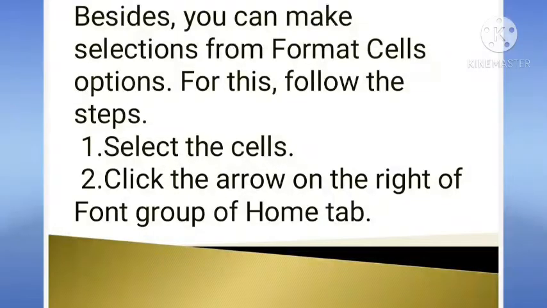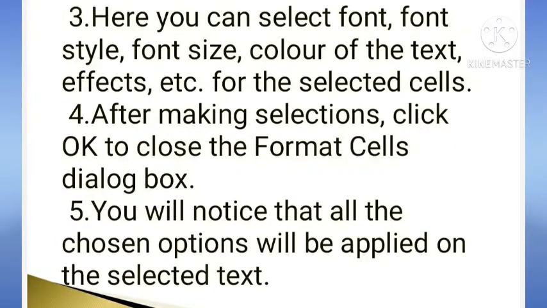You can also make a selection from the Format Cells option, for which you have to follow these steps. First, select the cells. Second, click the arrow on the right of the font group of the Home tab. Third, you can select font, font style, font size, color of the text, effects, etc. for the selected cells. Fourth, after making the selection, click OK to close the Format Cells dialog box. Fifth, you will see that all the options which you have chosen will be applied on the selected text.